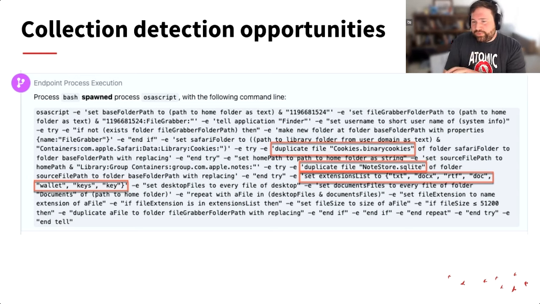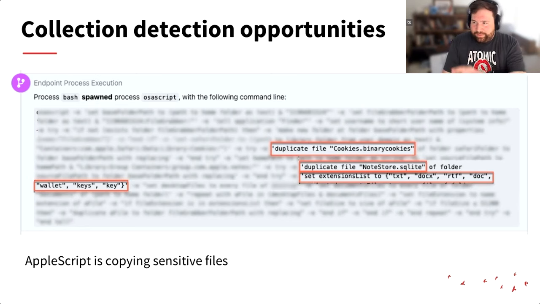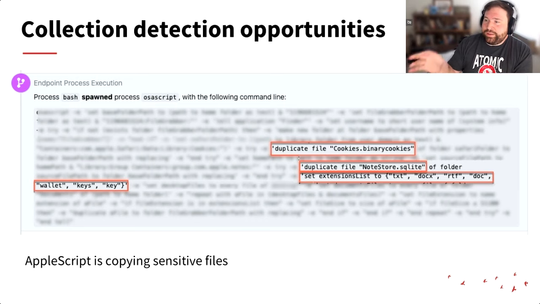It's going to be a little bit difficult to read, but I've highlighted the important parts. And I'll make it a little bit easier to see here. If I blur out all of the overhead of AppleScript, and I just focus on the interesting parts, we can see this adversary is looking for cookies.binarycookies. This is a file that holds the web cookies for Safari on macOS.